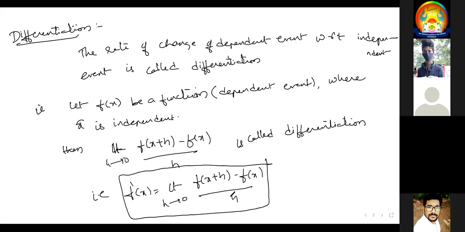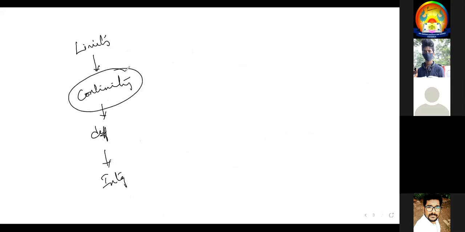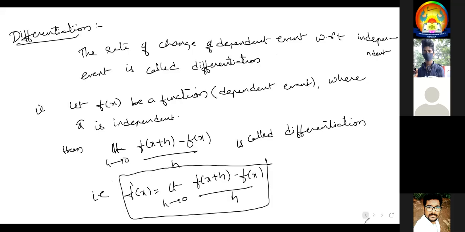For 2 years we'll study a topic called calculus: limits, derivatives, integration. In between, continuity is there. So how will the topics be divided? First limits, next continuity, next differentiation. This is the order. These two things we'll study in +2. Here they introduced differentiation in +1 again, so a small introduction and 2 to 3 days we'll do, and then go to the next chapter.